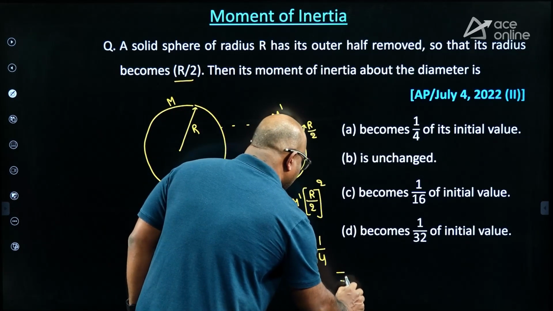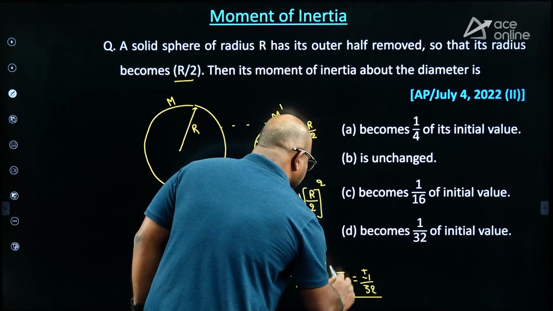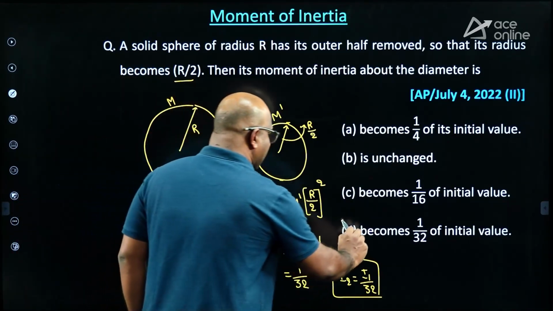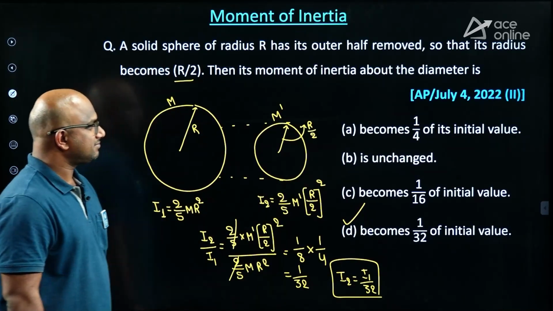So which means that I2 equal to I1 by 32, which means that it is a 1 by 32 of the initial value. So right answer is what exactly, sir? Option D, guys. I hope this is clear.